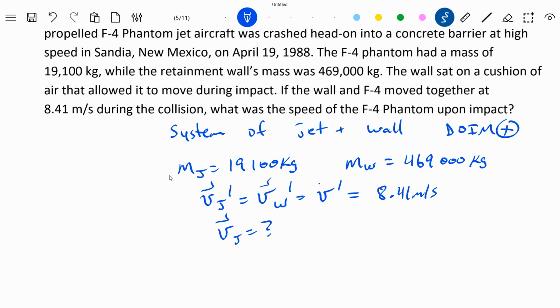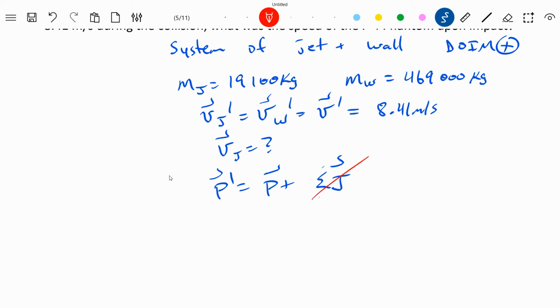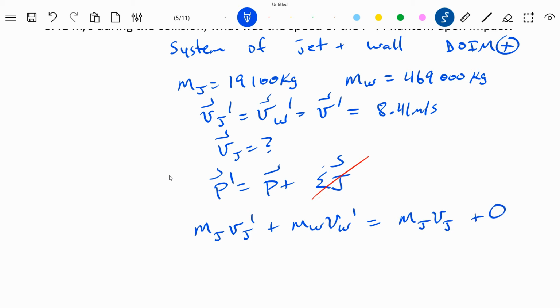And a quick little tidy up for my vector notation should be good. So this time it's the initial velocity that we don't know. Big deal. It's all good. P prime equals P plus the net J, and of course vectors for everybody. So the after collision is the mass of the jet moving at a velocity of jet prime plus the mass of the wall, velocity of the wall prime, equal to the mass of the jet, velocity of the jet, plus the wall was initially stationary.